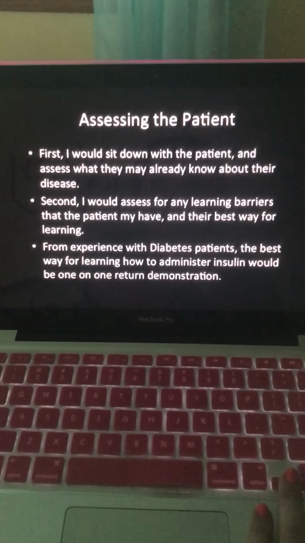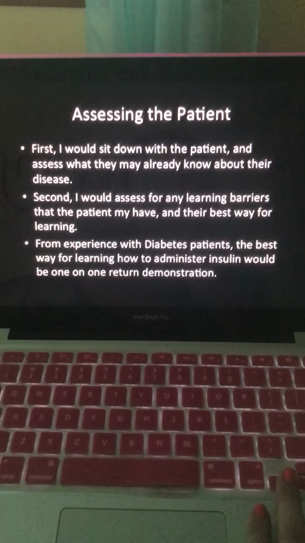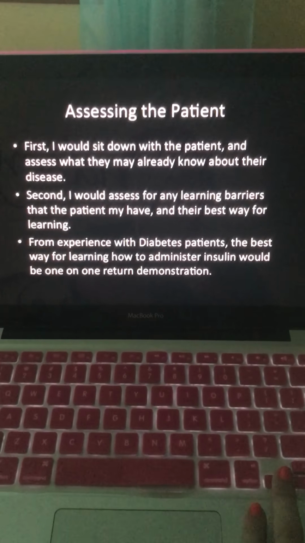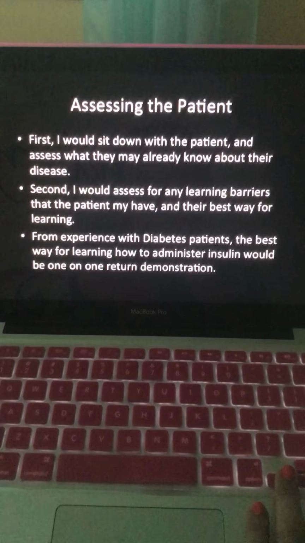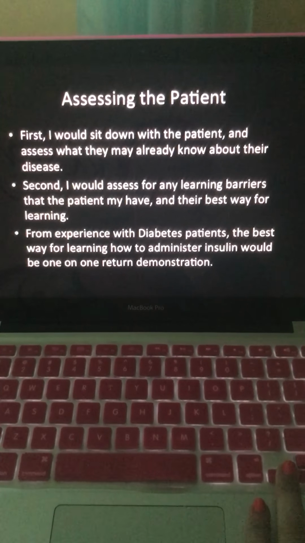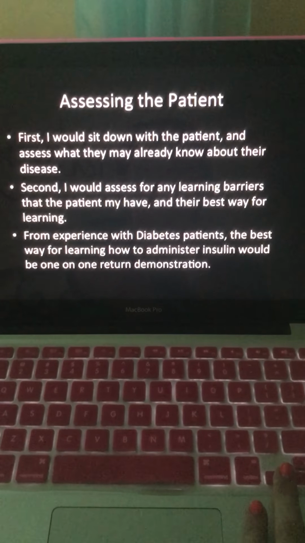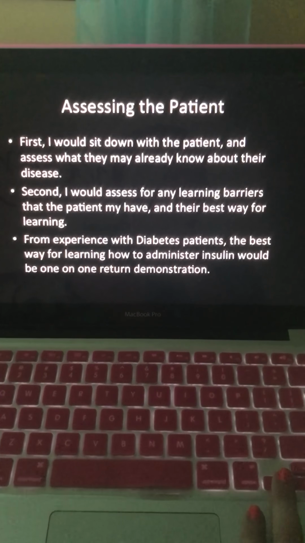I would first sit down with the patient and assess what they may already know about their disease. Second, I would assess for any learning barriers that the patient may have and their best way of learning. From experience with diabetes patients, the best way of learning how to administer insulin would be one-on-one return demonstration.